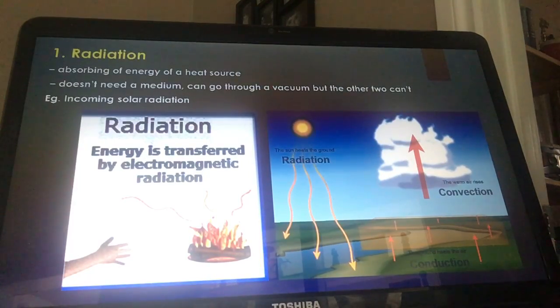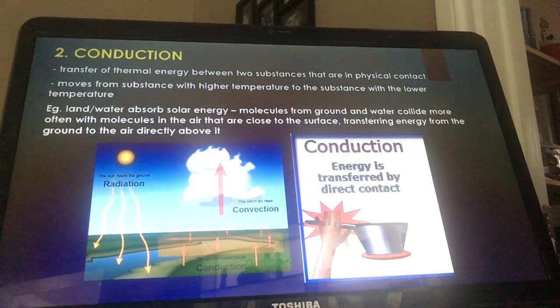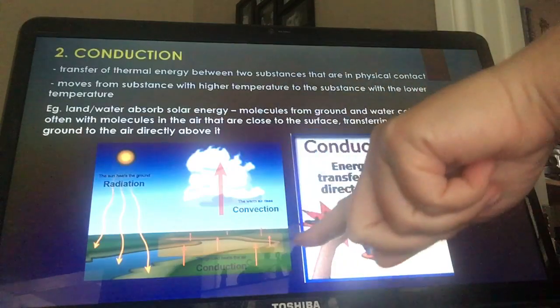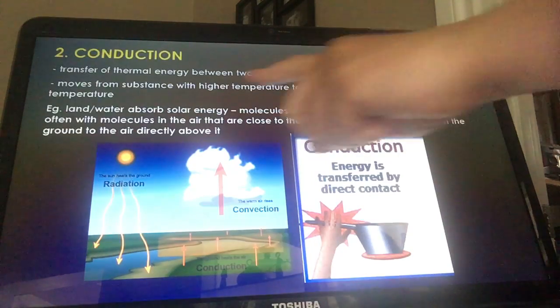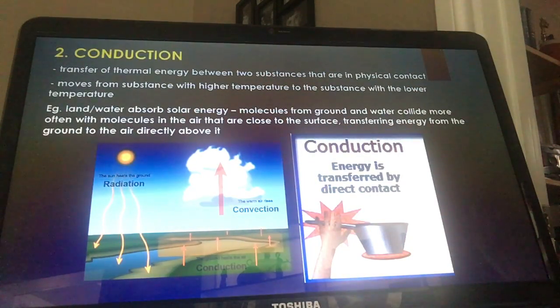Now, what happens to that radiation that hits the Earth? Well, it depends on what it hits, right? It could hit water or it could hit land. Then you have something called conduction. Conduction is the transfer of thermal energy between two substances. So that's where you need the two substances, the medium, that are in physical contact. So conduction is just energy transferred by direct contact. That's the simple definition. I think you did study this in previous years. I can't remember if it's grade 6, 7, or 8 science, but you should have talked about conduction and convection previously. So conduction just moves from a substance with higher temperature to lower temperature.